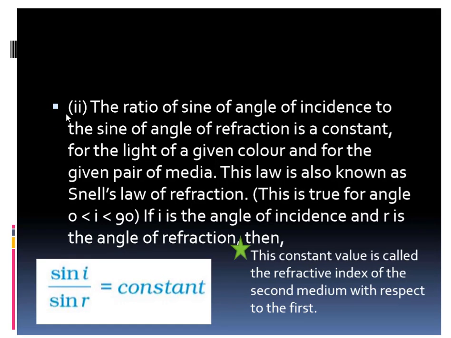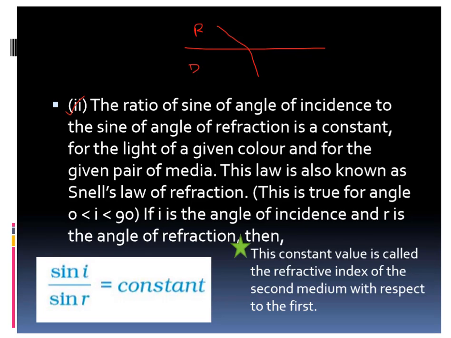The second point is very important, that is the ratio of sine of angle of incident to the sine of angle of refraction is a constant for the light of a given color and for the given pair of media. That means suppose this is a plane. Above this plane the rarer medium is there, here the denser medium is there, this is the incident ray of light. Now this is the refracted ray.